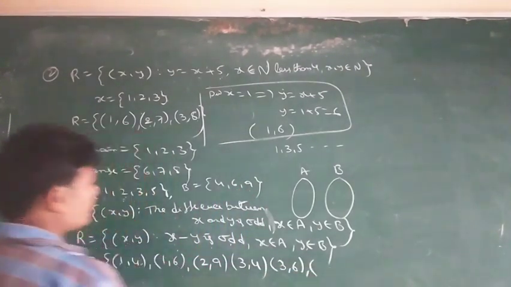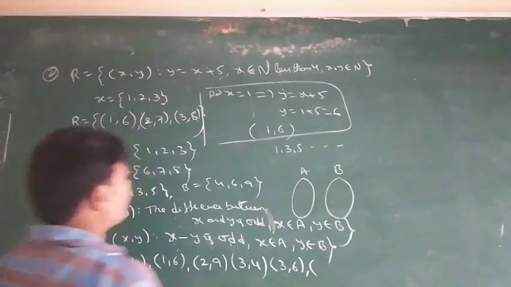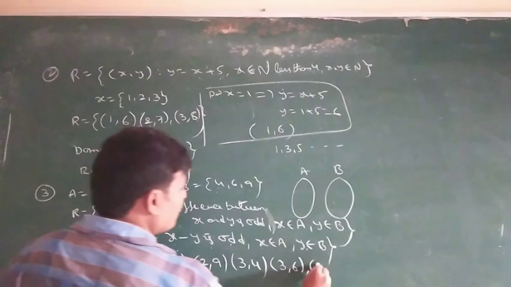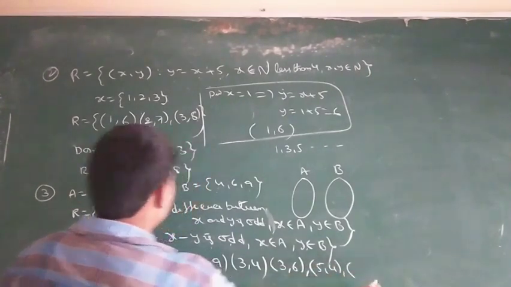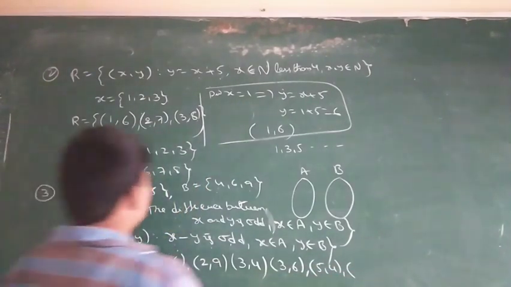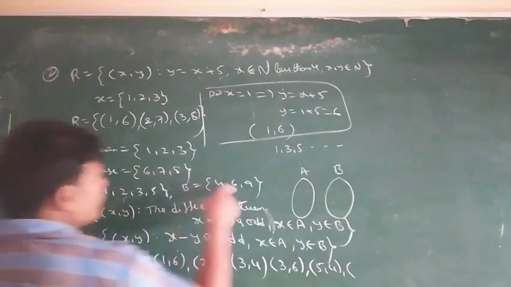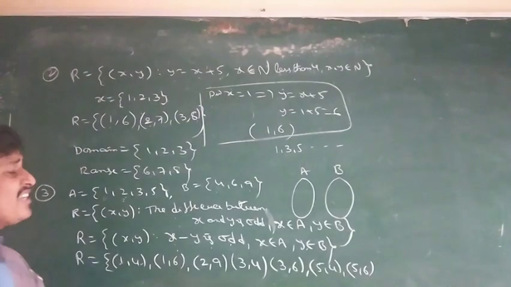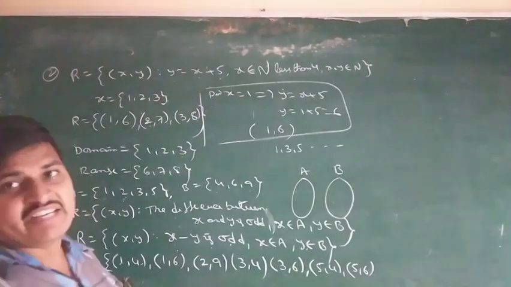3 minus 9. 3 minus 9 is equal to what? 9 minus 3, 6. Even number. So 5 minus 4, odd. Next, 5 minus 6. 5 minus 4 is 1. 5 minus 6, odd. 5 minus 9 is equal to 4, even number.